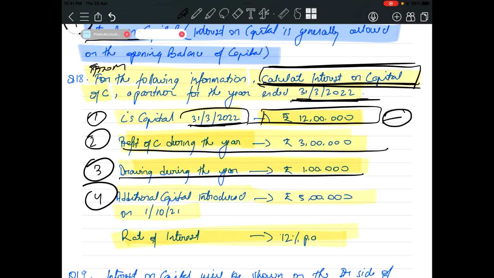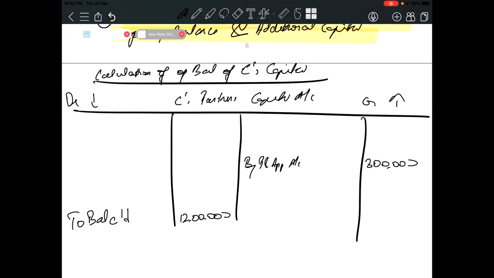Drawings during the year is 1 lakh. Now what will drawings do? Drawings will reduce the capital, right? So drawings will come on the debit side, 1 lakh.